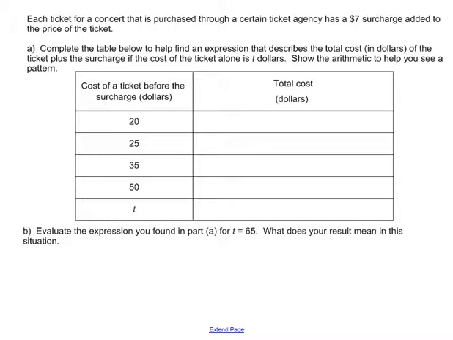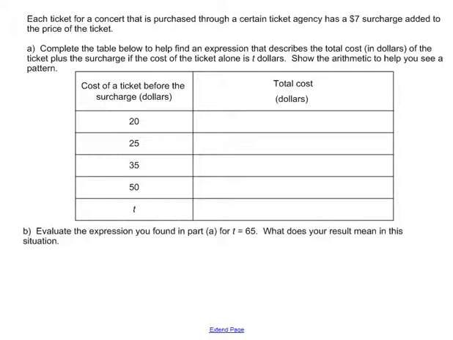Each ticket for a concert that is purchased through a certain ticket agency has a $7 surcharge added to the price of the ticket. In Part A, we're going to complete the table below to find an expression that describes the total cost in dollars of the ticket plus the surcharge if the cost of the ticket alone is $T. Show the arithmetic to help you see a pattern. And then in Part B, we're going to evaluate the expression you found in Part A for T equals 65. What does your result mean in this situation?